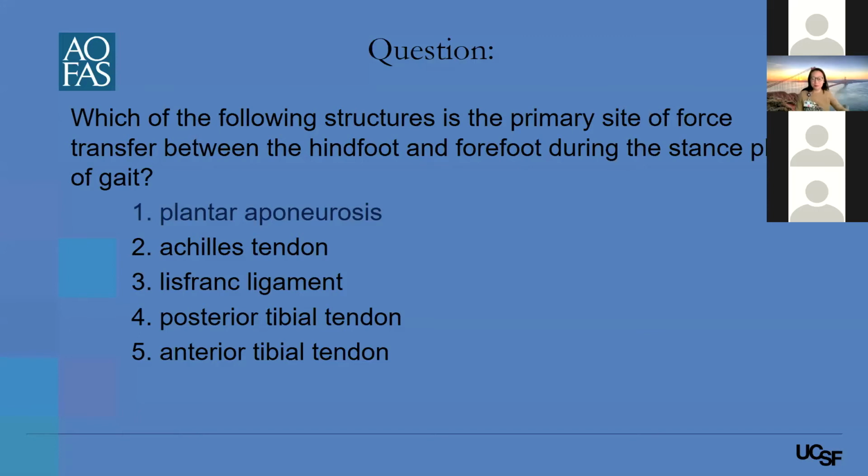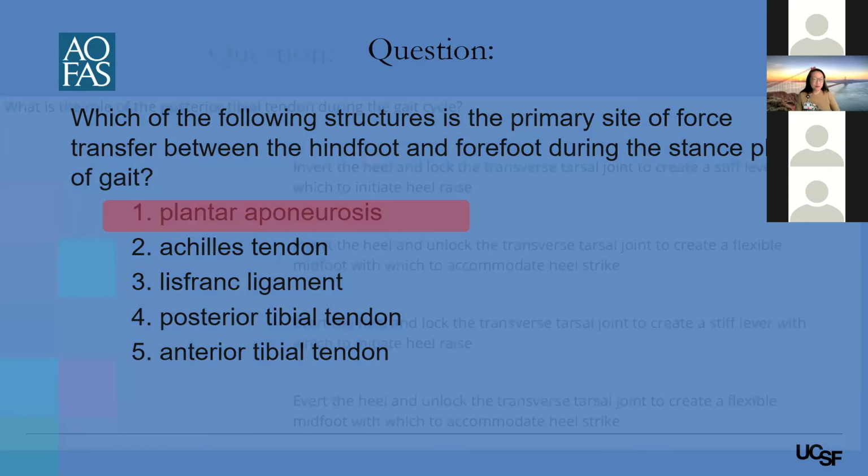Which of the following structures is the primary site of force transfer between the hindfoot and forefoot during the stance phase of gait? Plantar aponeurosis, the Achilles tendon, Lisfranc ligament, posterior tibial tendon, anterior tibial tendon. I think for transfer from the hindfoot to the forefoot, it would be a structure that crosses them. So plantar aponeurosis. Yes, exactly. We didn't touch upon that, but I think most people understand this one.